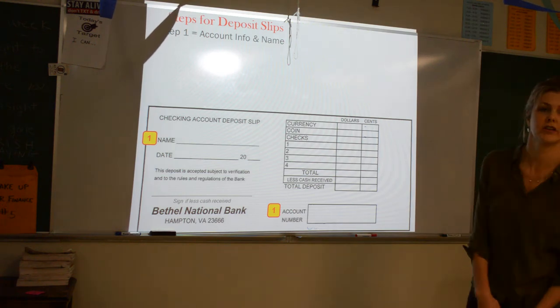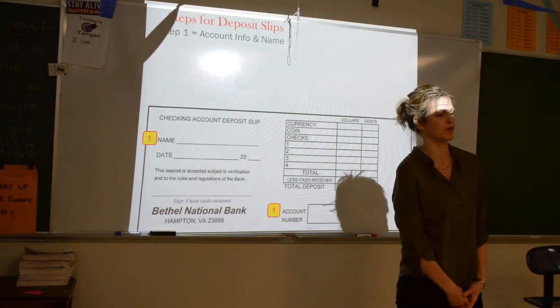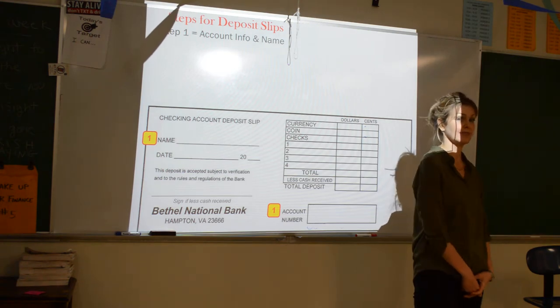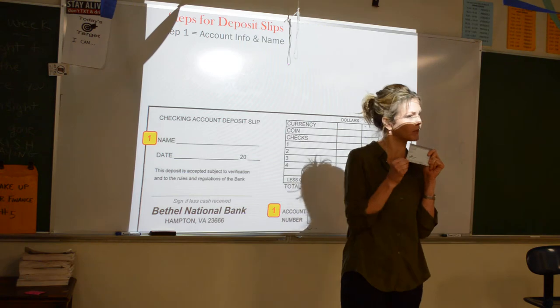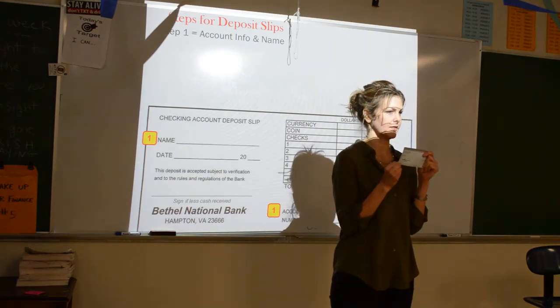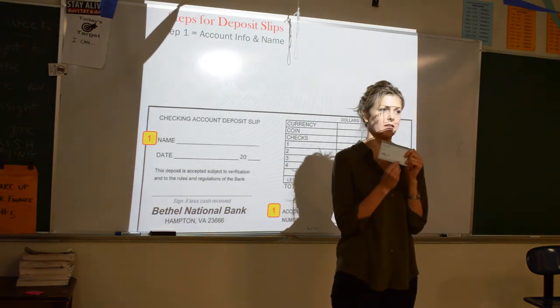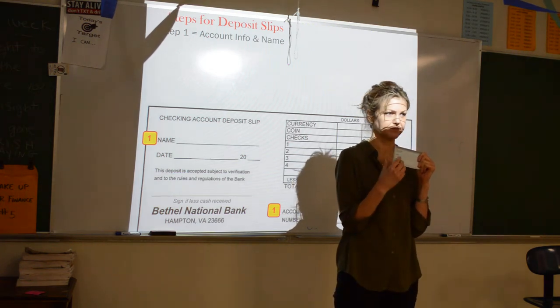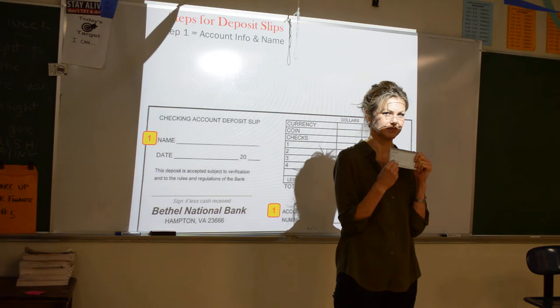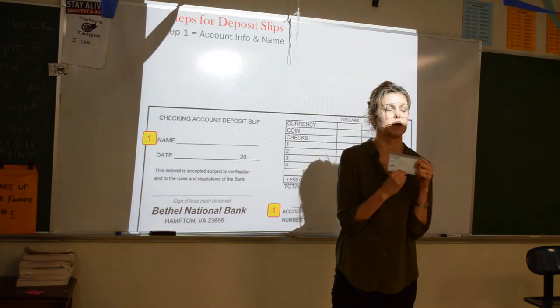In the real world, where would you find your account number for your checking account? Yeah. Right on your checks. Remember, there are three groups of numbers on your checks. There is the first, the middle, and the last. Which one is your account number? It's the middle. It's the middle one.